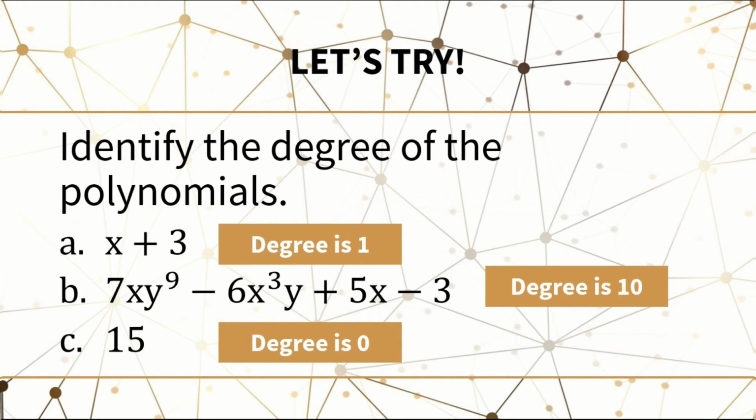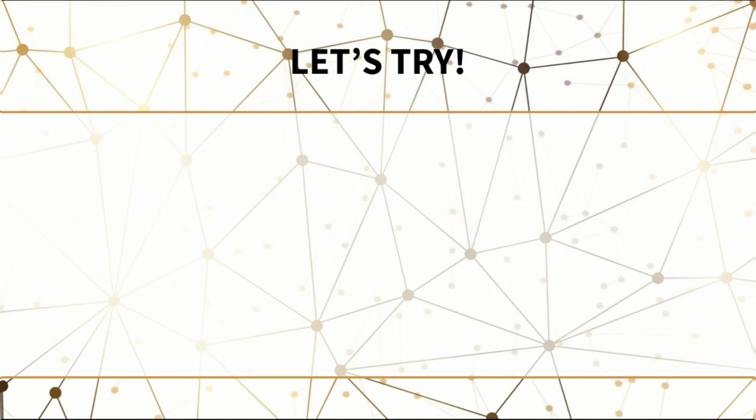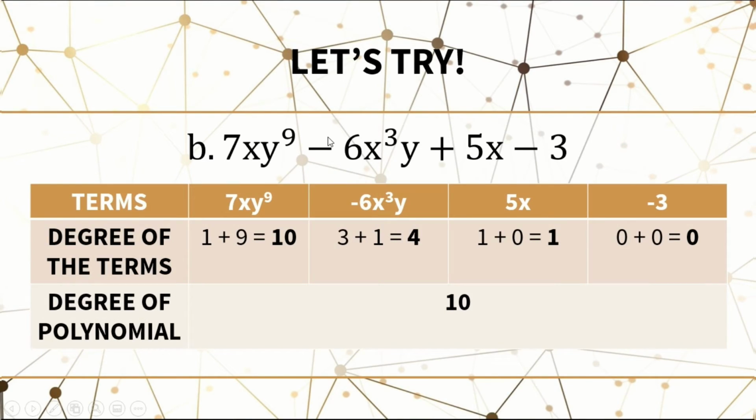Explain ko yung letter B at letter C sa separate slide. Yung letter B kasi is multivariate, so kailangan muna natin kunin yung degree of the terms. So pag nakuha mo na yung degree of the terms, mapapansin ninyo kaagad na ang highest degree natin, sum, is 10. Kaya yun yung magiging degree of a polynomial niya.